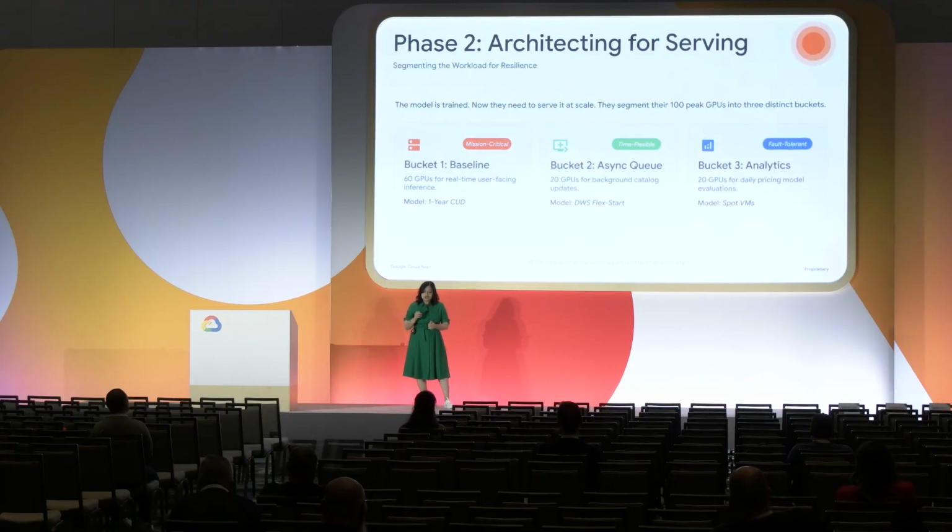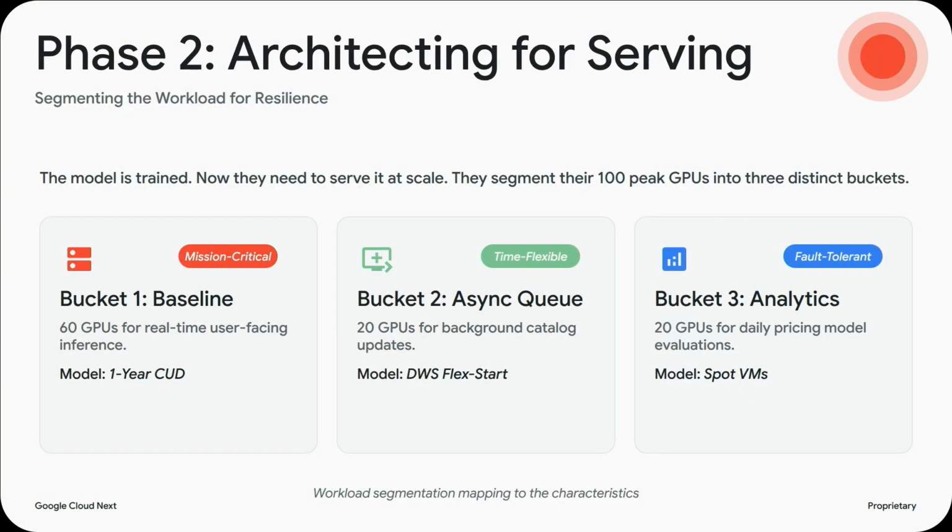All right, let's go back to the case study. So let's look at the second challenge, architecting for serving. So the model is now trained. Now Nexus Retail wants to serve it at scale. They estimate needing a maximum of 100 GPUs daily for their peak usage. But their average usage is actually much lower. Again, if they simply reserved the 100 GPUs, they would be paying for underutilized capacity.